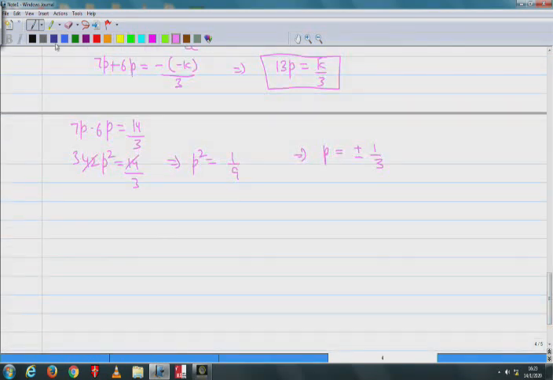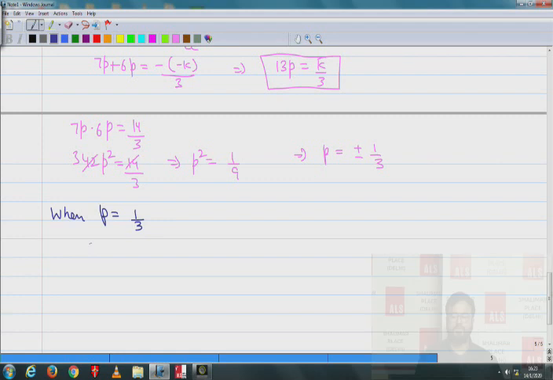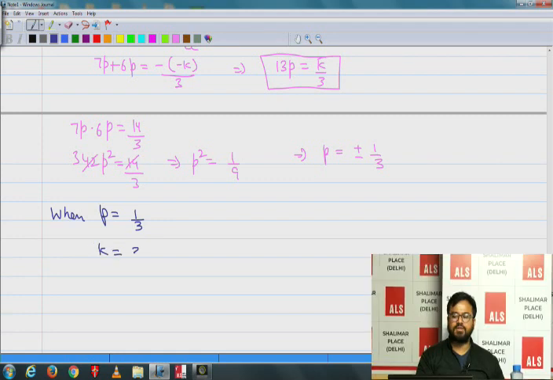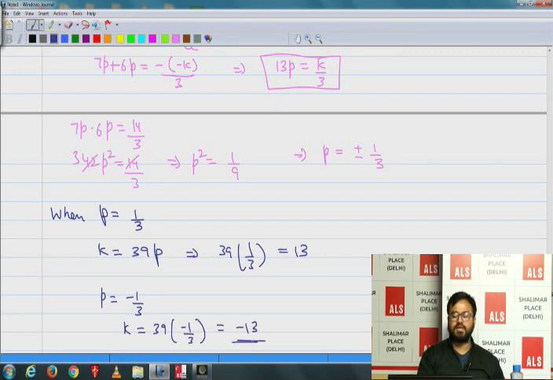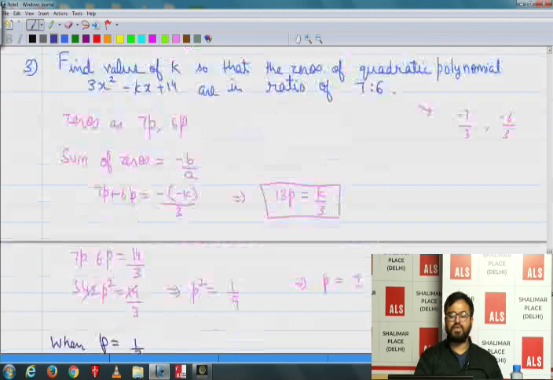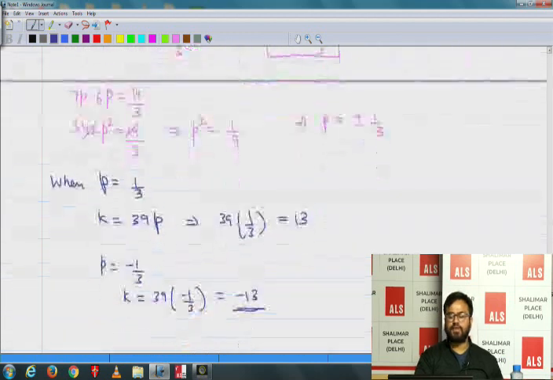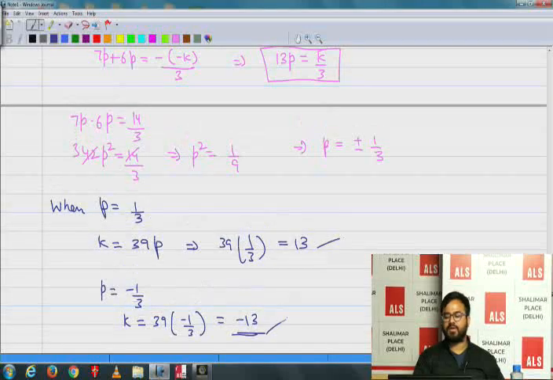So we'll say, when p is equal to positive 1 by 3, k is 39p. So it would become 39 into 1 by 3, which is 13. And when p is negative 1 by 3, then k would be equal to 39 times negative 1 by 3, that is negative 13. So k can have two values, negative 13 and plus 13. Both will work. Is this clear to all of you?